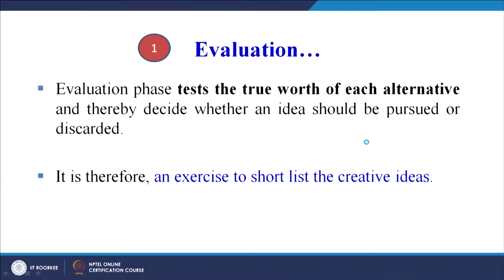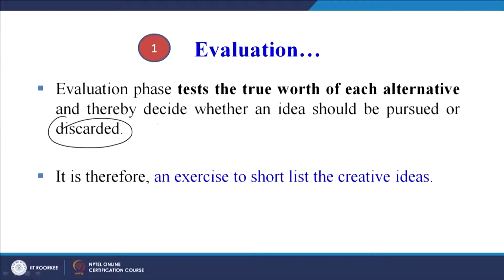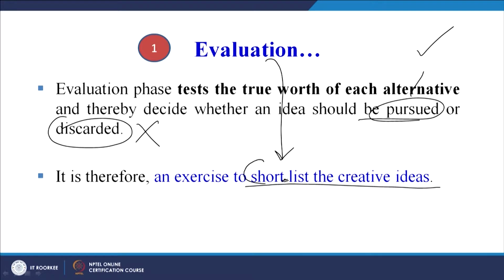Now, the evaluation phase tests the true worth of each alternative and thereby decides whether an idea should be pursued or discarded. As we have already seen, after the critical examination we may have a long list of ideas or alternatives, some of which we have to discard, and the others we have to refine and develop. So, here also some ideas have to be discarded and some ideas have to be pursued further. It is therefore an exercise to shortlist the creative ideas. So, we can say evaluation is a process of shortlisting the creative ideas which have been developed after the critical examination of the current method.